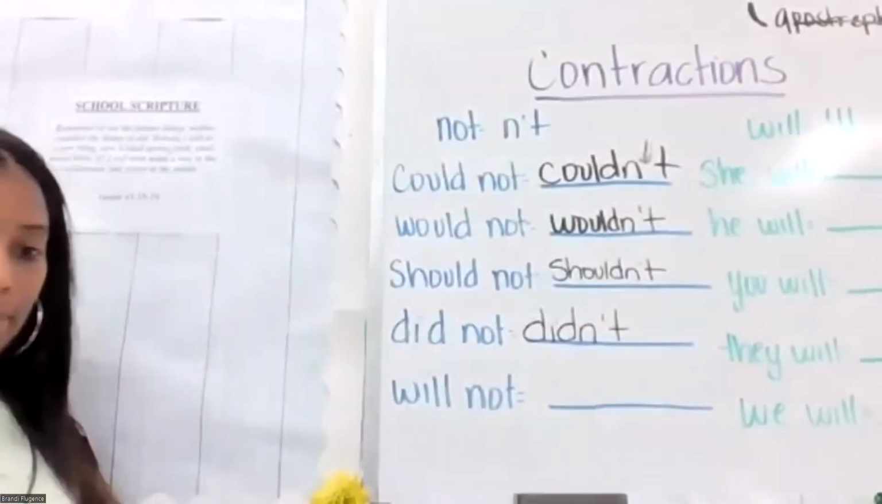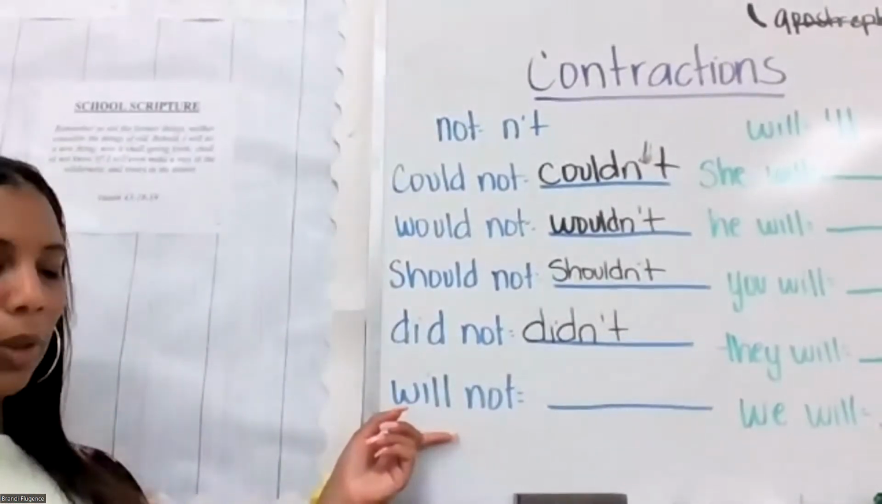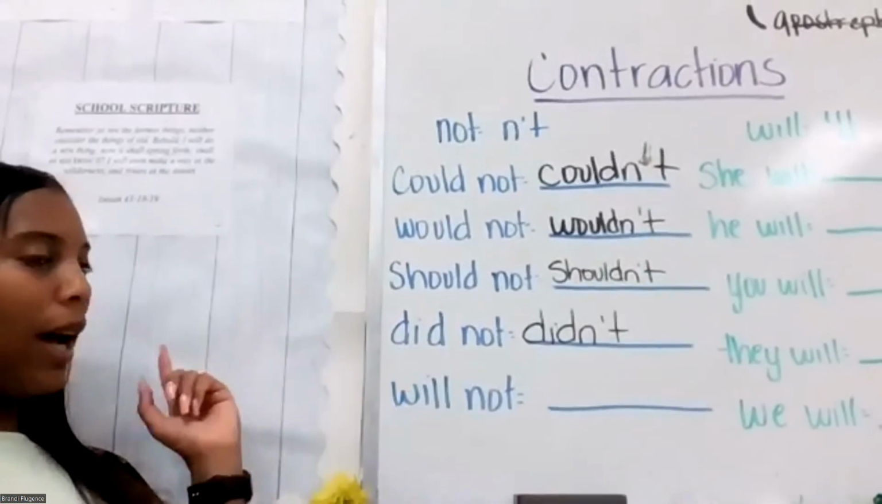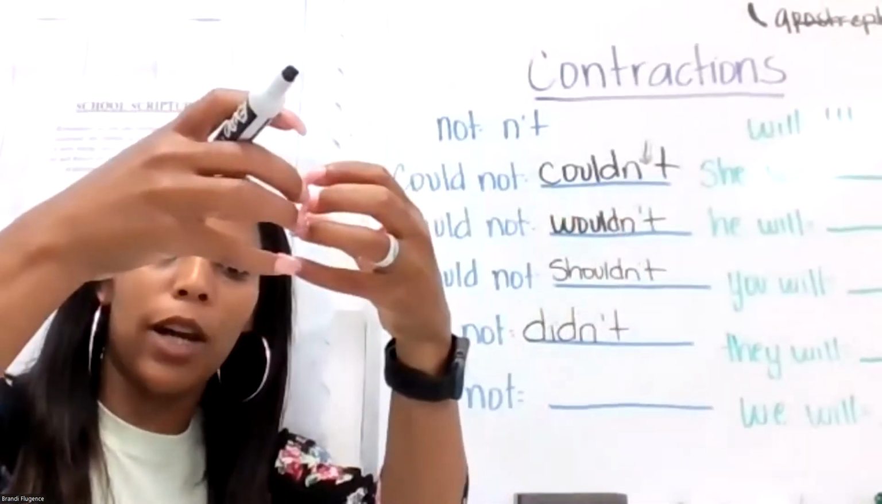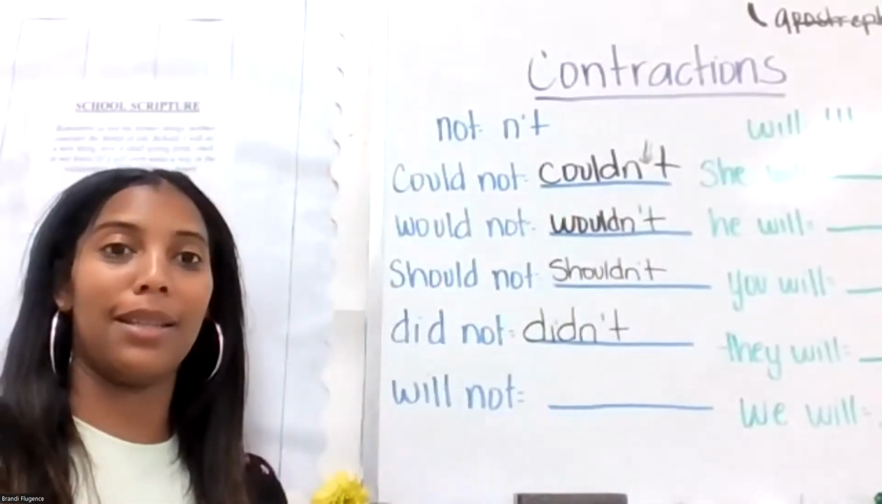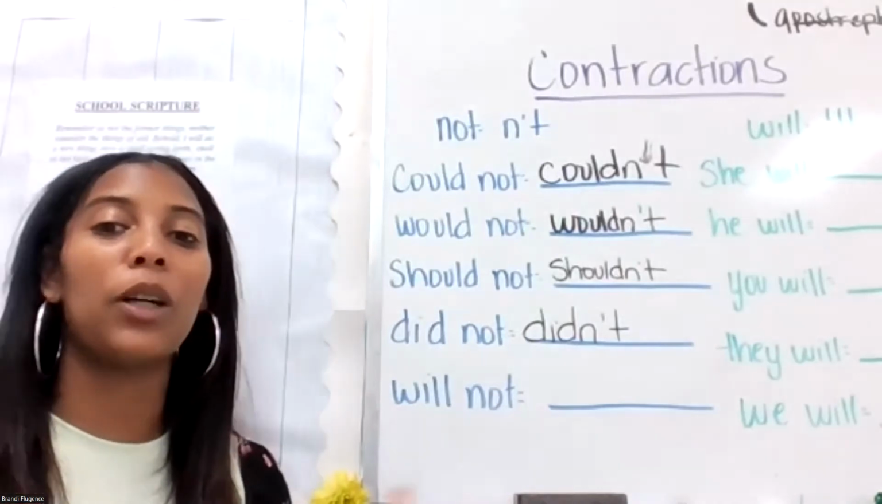Why would I do it? All right. So this one is always a tricky one. Will not. I have will, one word, and not, and I want to put them together to contract them. It's not willn't. Everyone says willn't, and it's not. I don't know why it changes into a whole different word, but it does.